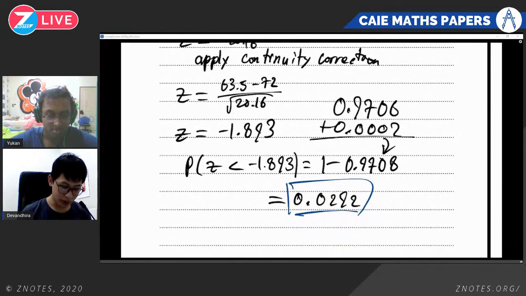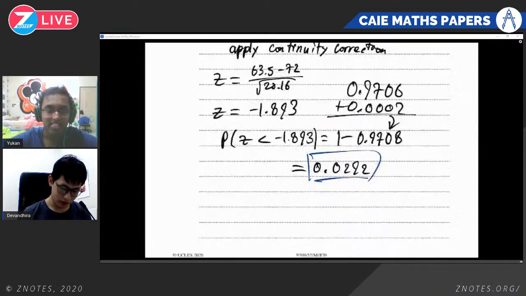Once we get that, remember that this is a negative value. We're looking at the left tail. So we have to do 1 minus the value that we got before, and we get our answer. 1 minus this, and the answer is just 0.0292. Is that the correct answer? Yeah. That's our final answer.